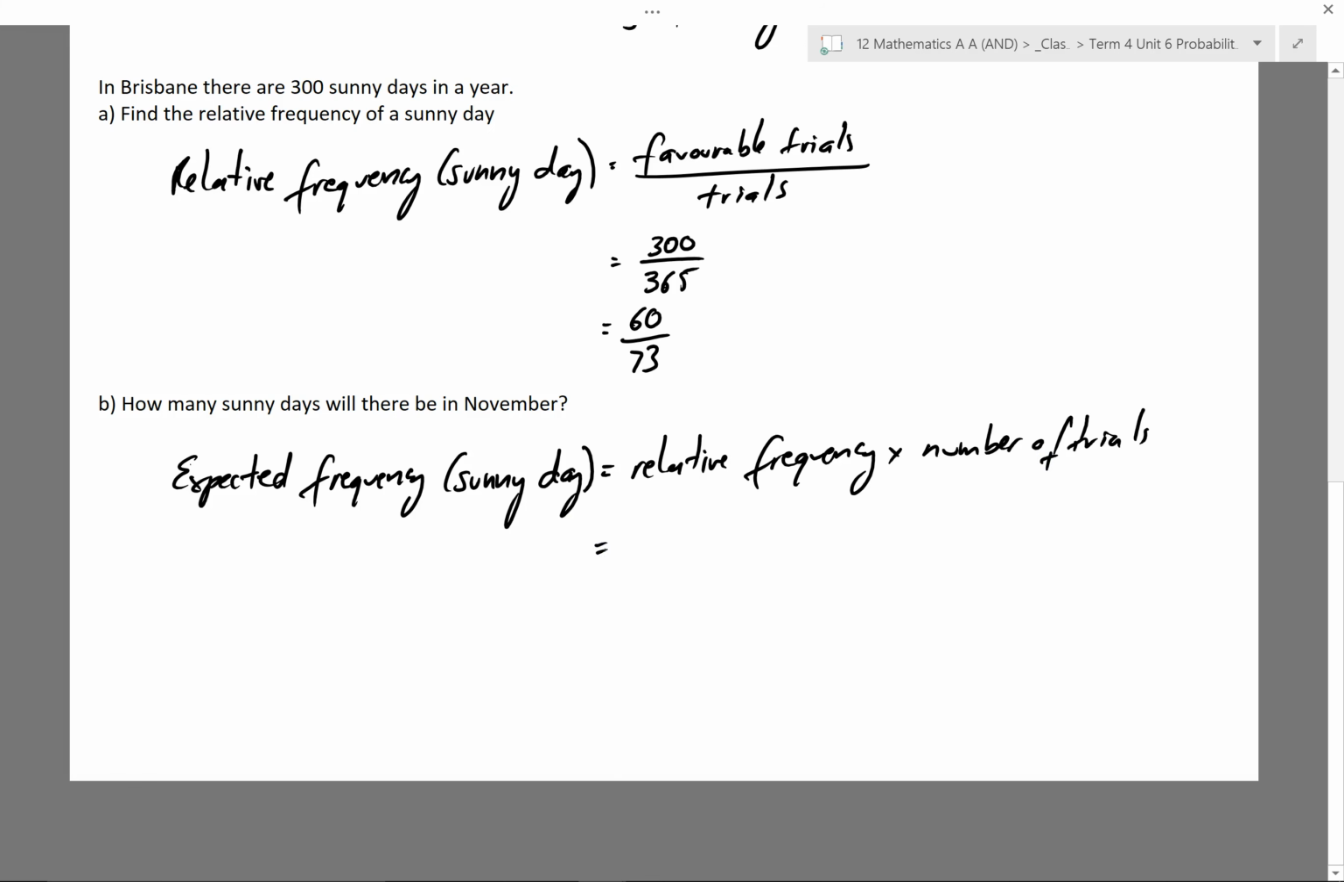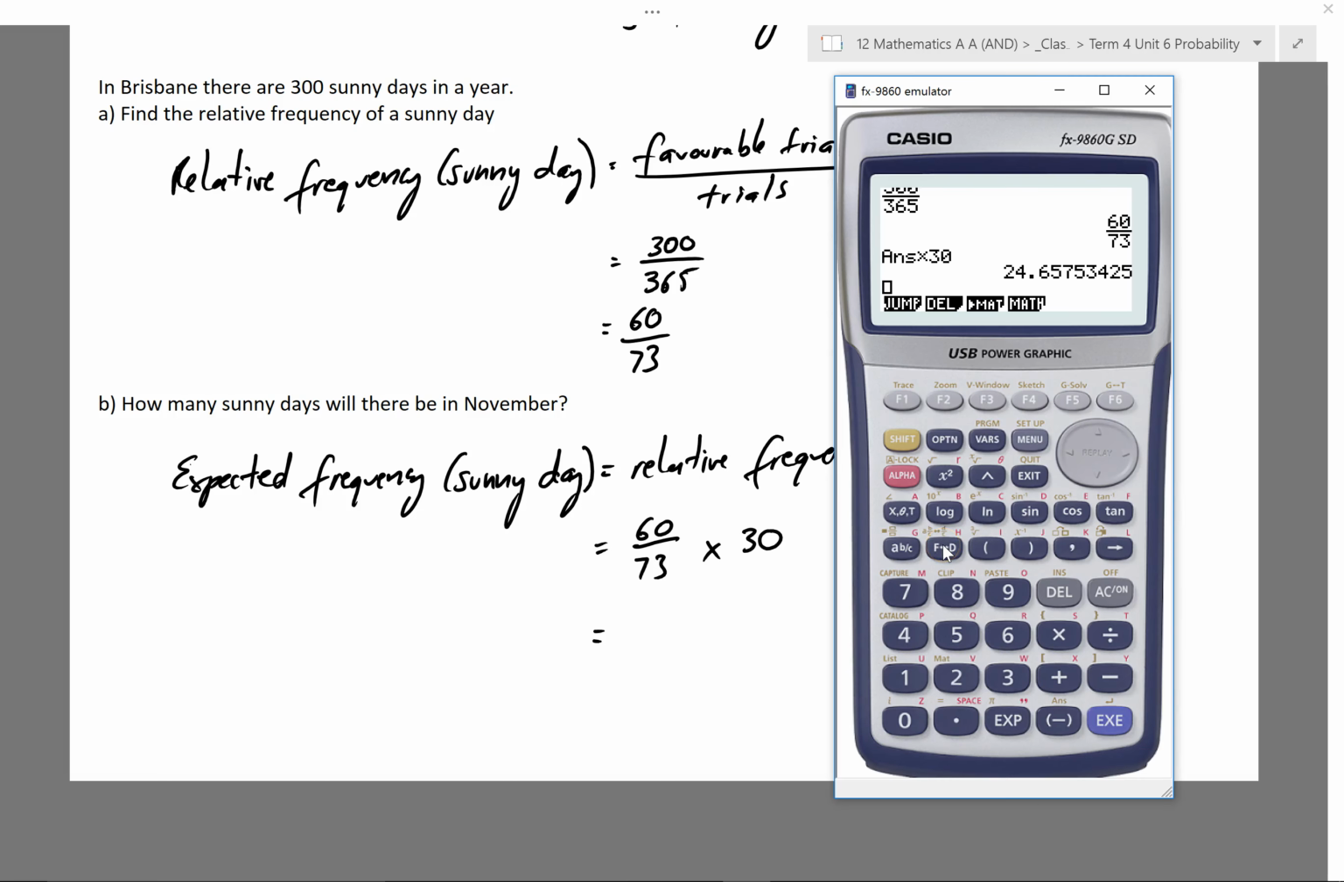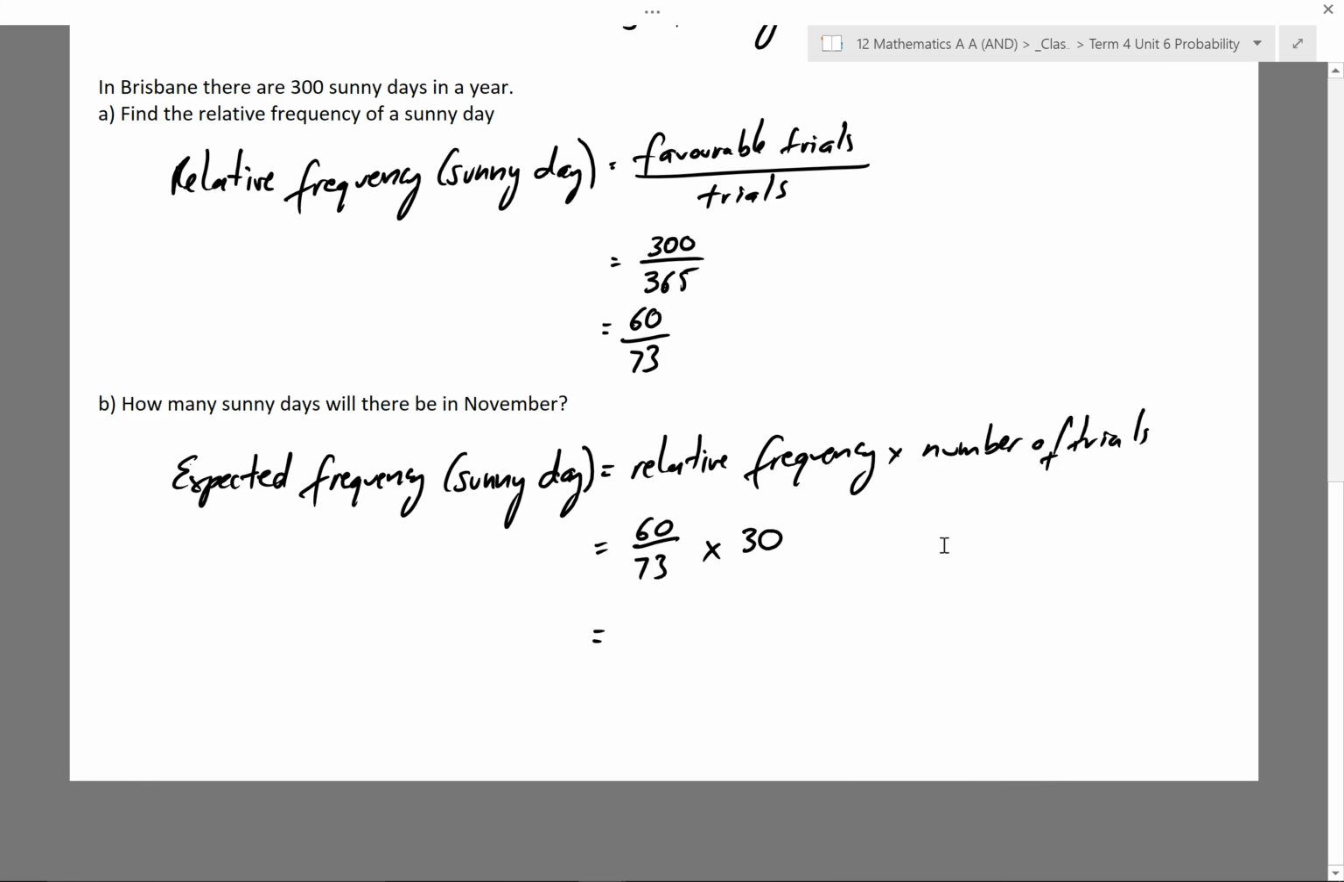So my relative frequency of a sunny day is 60 on 73 trials. 30 days has September, April, June, and November, so there's 30 days in November. Multiplying these two things together will let me know how many days in November I should expect to be sunny. I'll expect 24.66 sunny days.